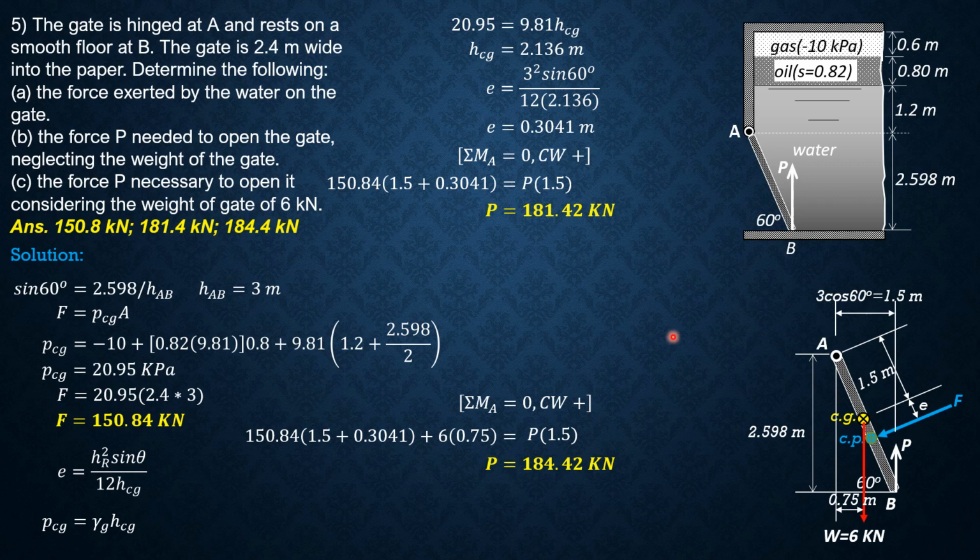Another thing is if the situation is complicated, we have layers of different liquids, and we have a gas also here, then solve F by pressure at CG times area. And I hope that finding the pressure at the centroid is no longer a problem.